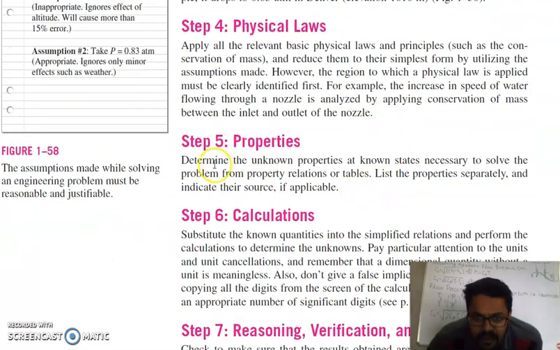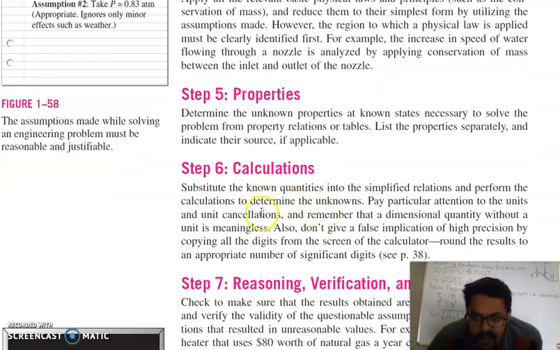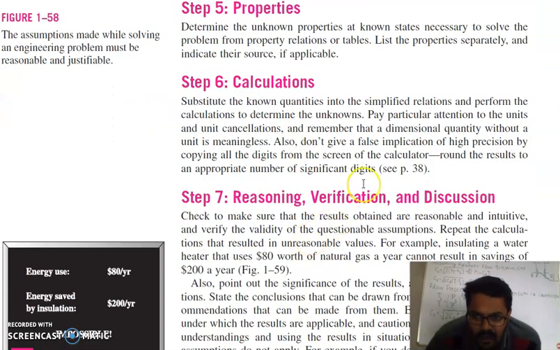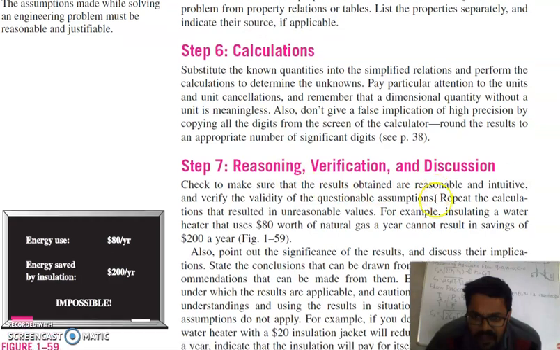Next is properties. Determine the unknown properties at known states necessary to solve the problem, like density and others, and list the properties separately. And then you have the calculation part. You have to do the calculation carefully, paying particular attention to the units and unit cancellations. Remember that a dimensional quantity without a unit is meaningless, and dimensional homogeneity should also be maintained. Then reasoning, verification and discussion.